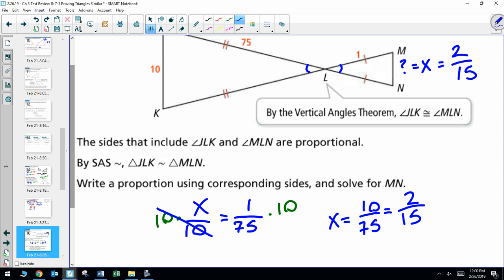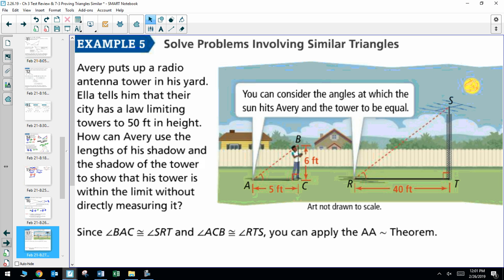Can't you just simplify that, like 7.5? It would be 0.13 repeating. If it was split, it'd be 7.5. Any questions on that? Because that's used a lot.